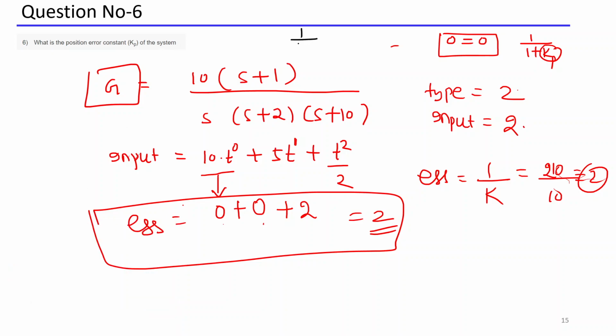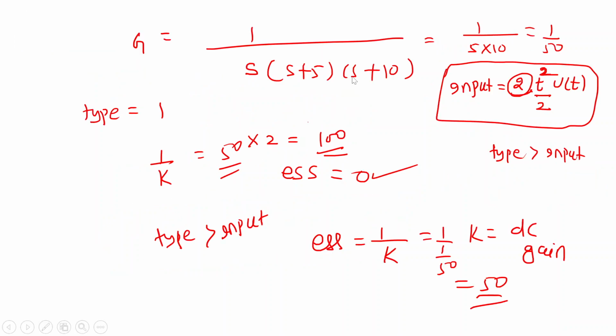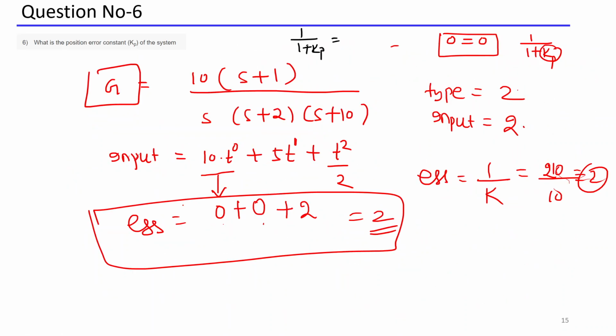What is the answer? 1 divided by 1 plus Kp is the steady state error. The steady state error in the question is given to you as 0.05. Okay. So now you solve this question, find out Kp. This is a simple question. Now, if you understand the steady state error very well, then let's move ahead.